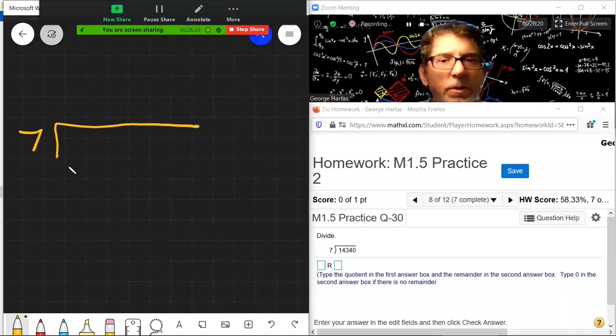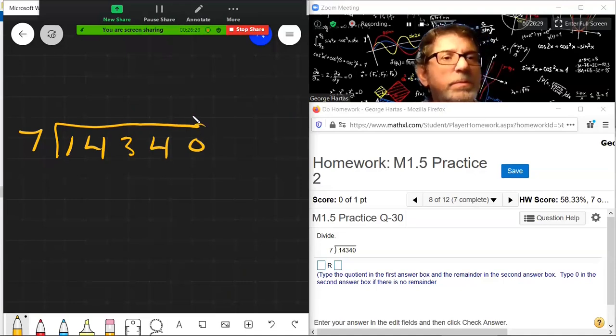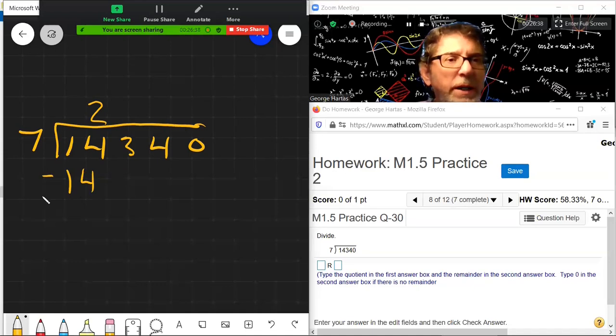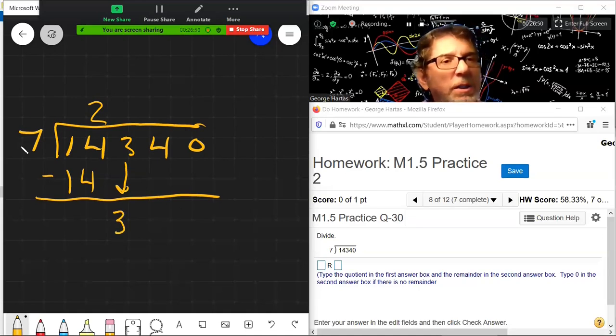Seven divided into 14,340. 7 divides into 14 exactly 2 times. 2 times 7 is 14. Subtract. Remainder is 0. I'll leave it blank since it's going to be a leading 0. I'm going to bring down the next digit, 3. 7 cannot divide into 3 because 3 is too small for 7. So I've got to put a 0 here. Bring down the next digit. So this turns into a 34.